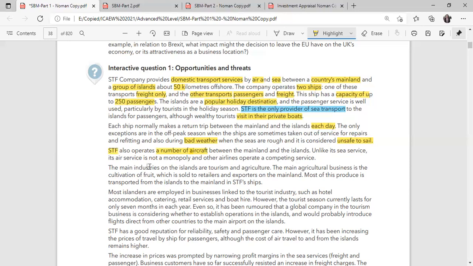Unlike its sea service, its air service is not a monopoly. Yes. Why is it not a monopoly? Because there are other airlines also here as well. So in sea service, you have a monopoly, but in airline, you don't have a monopoly because we have other competitors too.